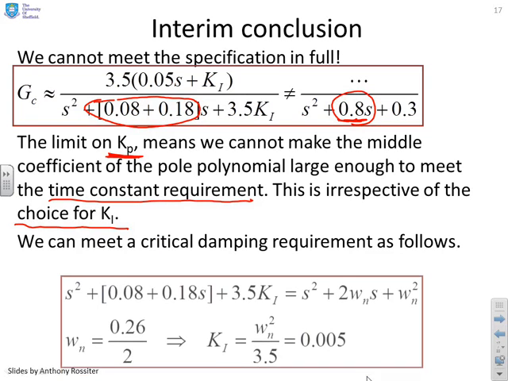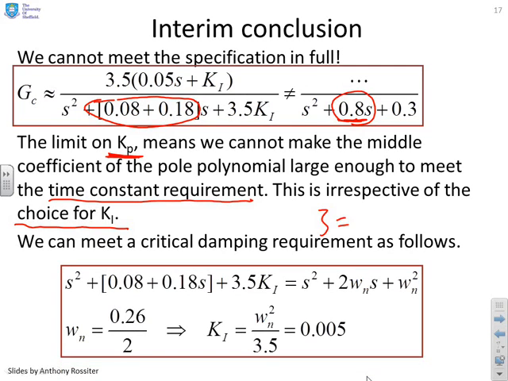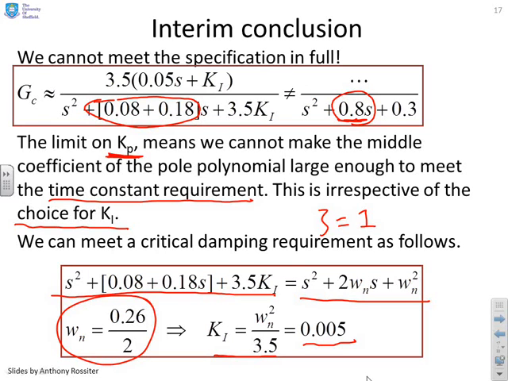We can, however, meet a critical damping requirement. So, for example, if I said I wanted z to equal 1, just to keep life simple, then I can say the actual pole polynomial is given as s squared plus 2 omega n s plus omega n squared. If I solve that, you see I get omega n is 0.26 over 2, and therefore Ki is omega n squared over 3.5, which is 0.005. So you can choose Ki to make sure that the system has critical damping, but what you can't do is meet the time constant requirement because of the limit that you set on Kp to make sure that you didn't overactuate the throttle.